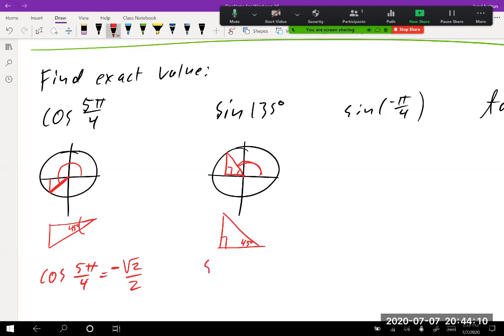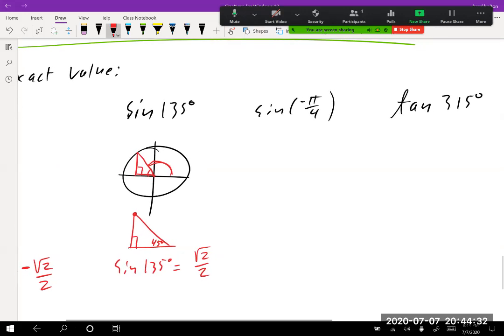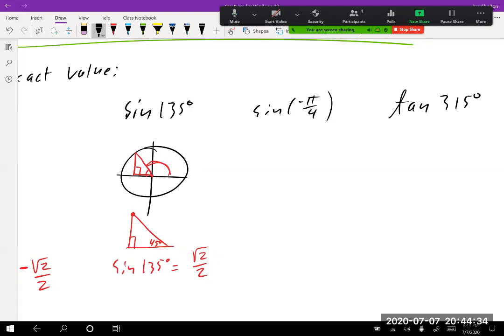And now I know that the sine of 135 degrees is going to match this 45-degree angle's ratios right here, right? So let's see here. Is my sine my x or my y coordinate? Remember, sine is associated with the y coordinate. So in quadrant 2, the y coordinate is positive, so we get square root 2 over 2. We could do this one real quick. I think you guys are getting the hang of it, hopefully.